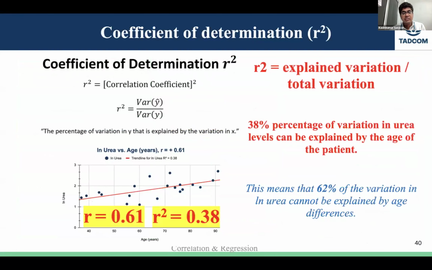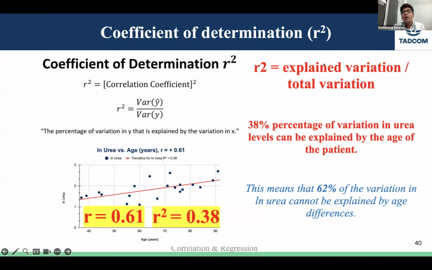So coefficient of determination is nothing but, now we said age and urea are related. Now we are going to see how much variability in the urea is contributed by the age per se. In other words, how much change in age is having an influence on how much change in the urea. That is known as coefficient of determination. We calculate that by just squaring the R value. In our example, we have got the R value as 0.61. If you square this value, you will get 0.38.